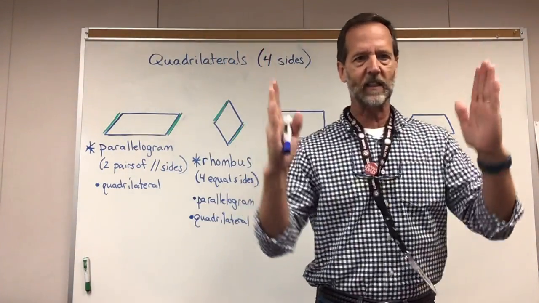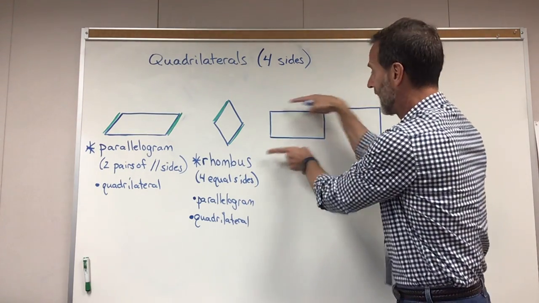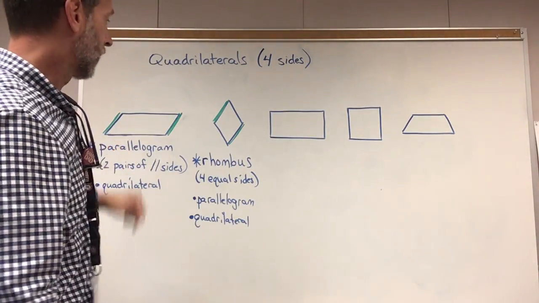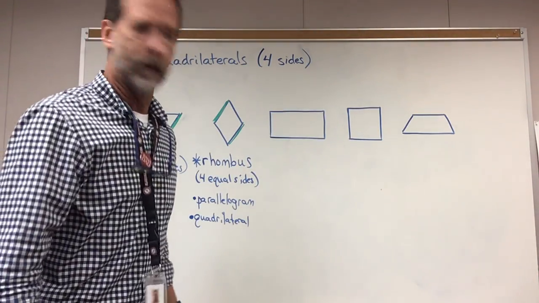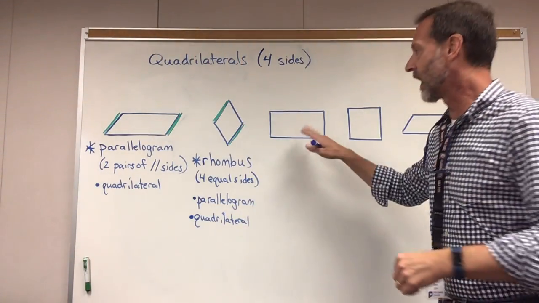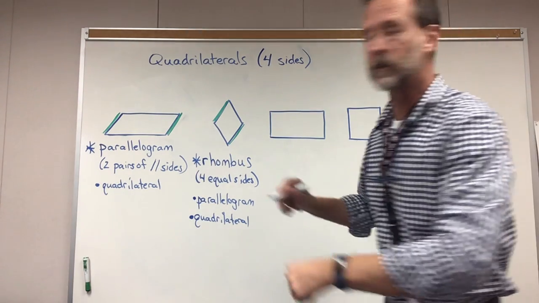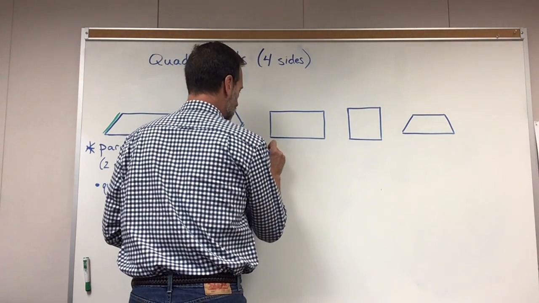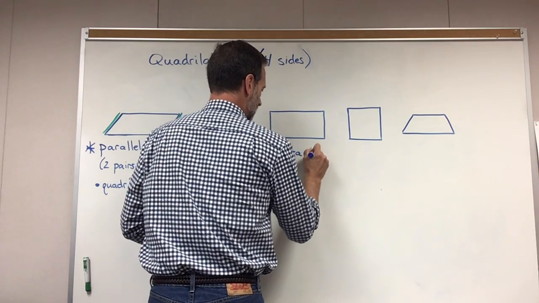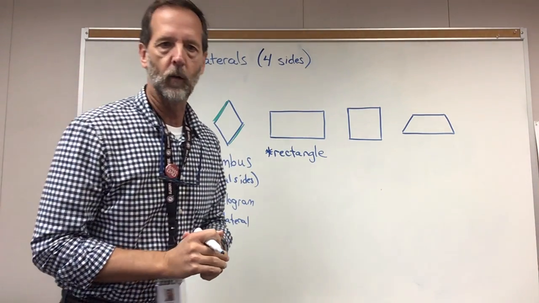Does it have opposite sides parallel? Are they parallel? They are. Are they parallel? They are. So it's also a parallelogram. Is it a rhombus? No. To be a rhombus, 4 sides have to be equal, and these are not. This is longer than this, so it's not a rhombus. We said originally it's a rectangle. That's the best name for this one. Now, what makes a rectangle a rectangle?